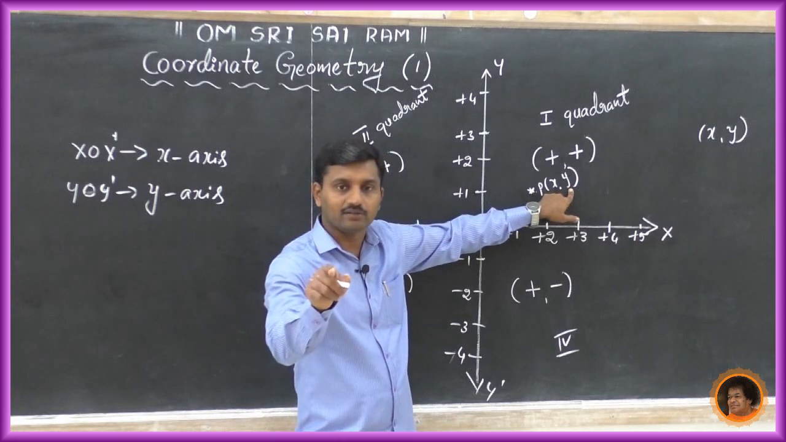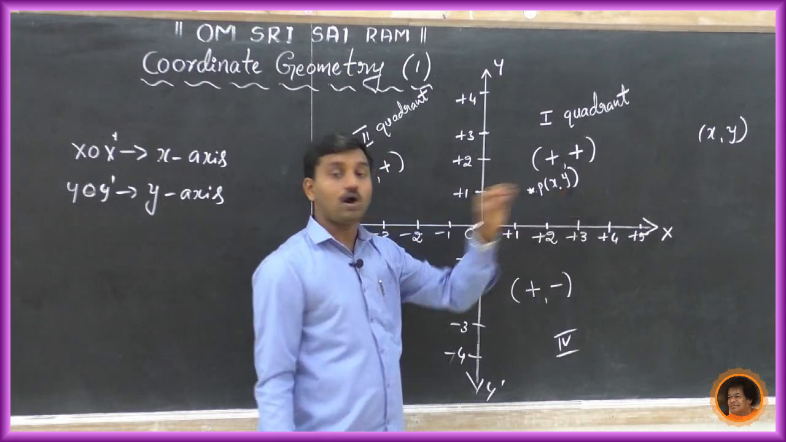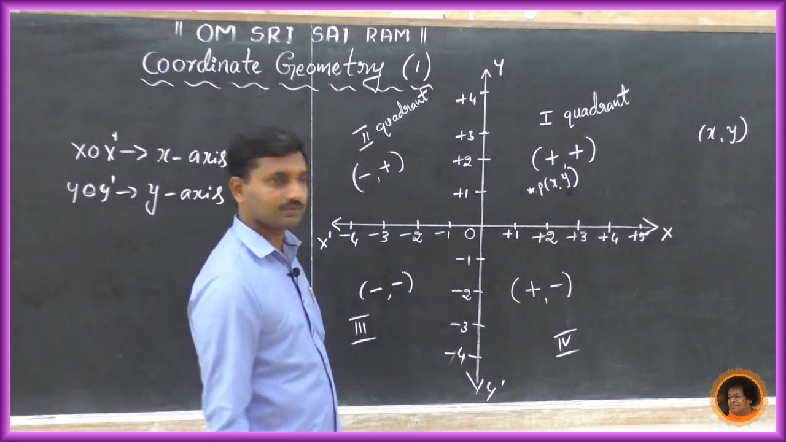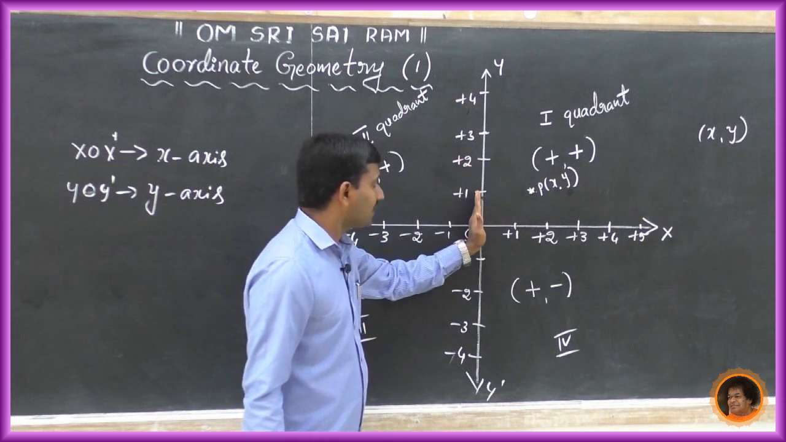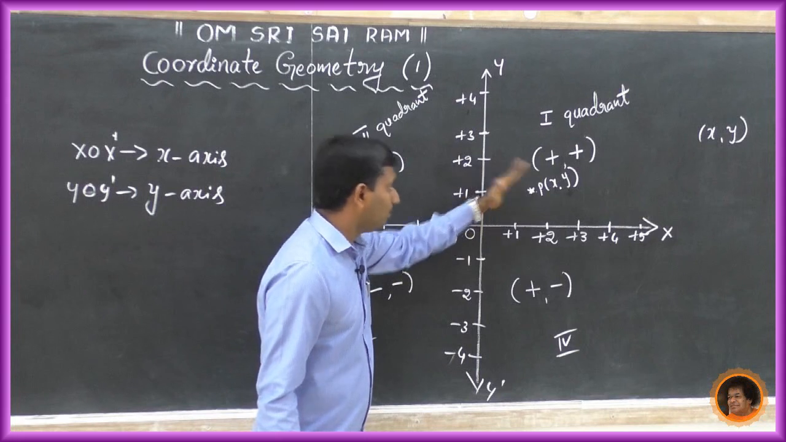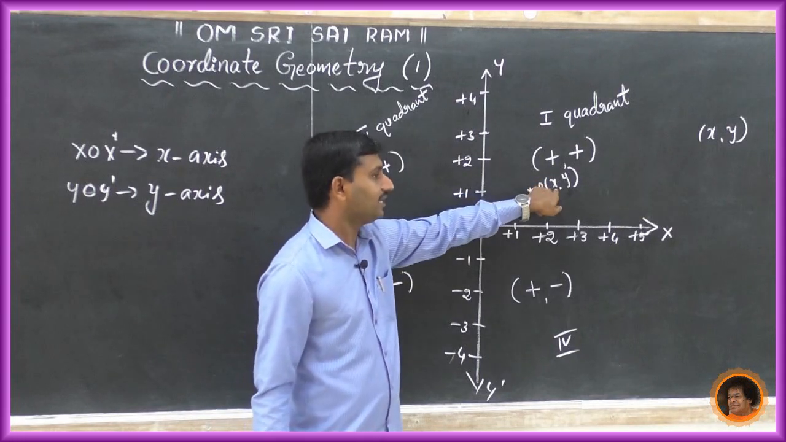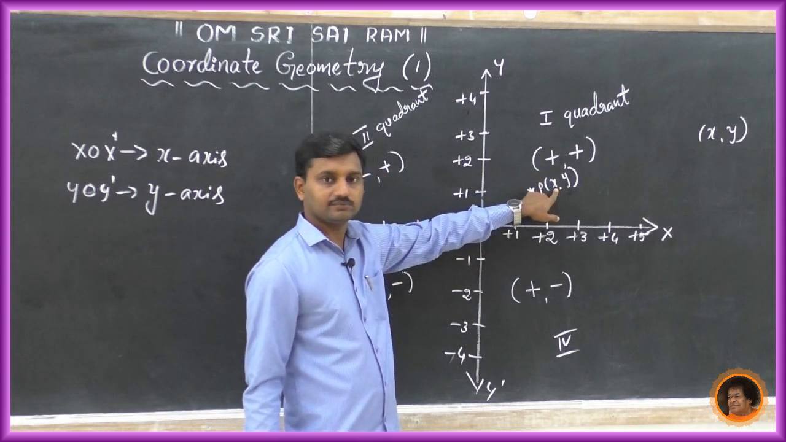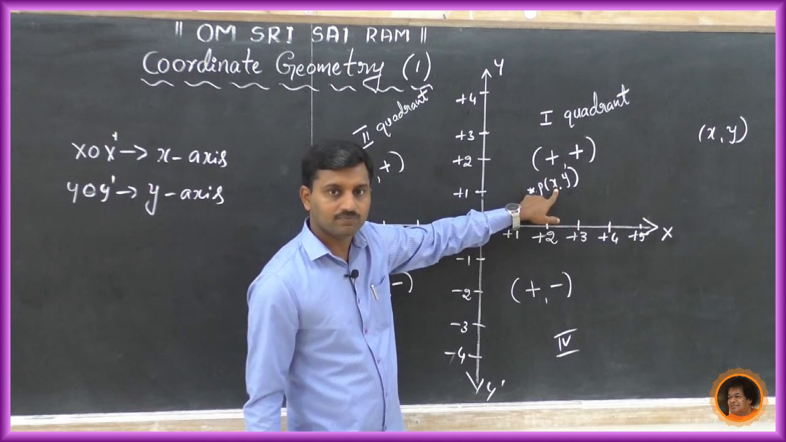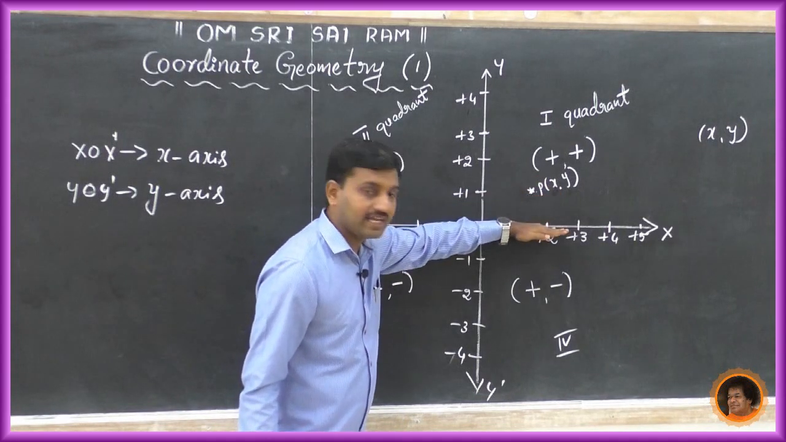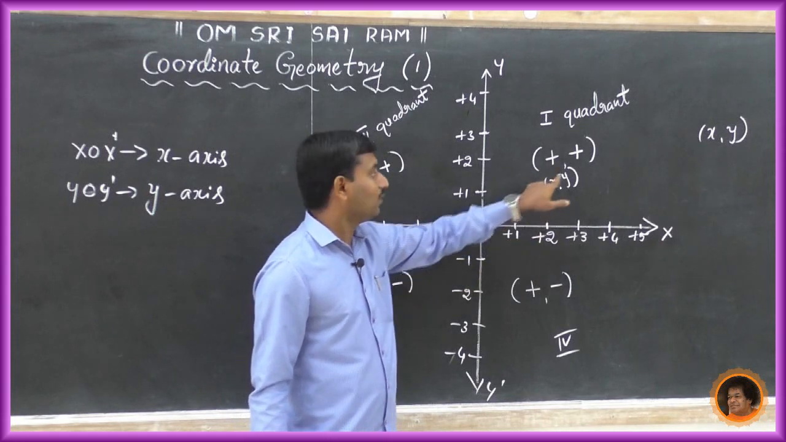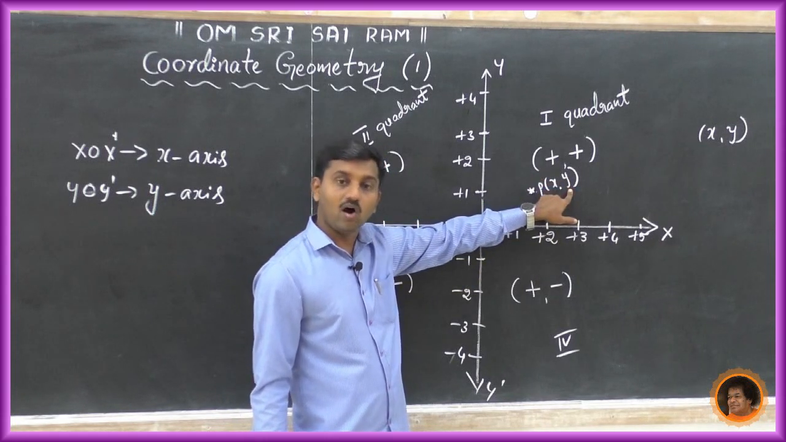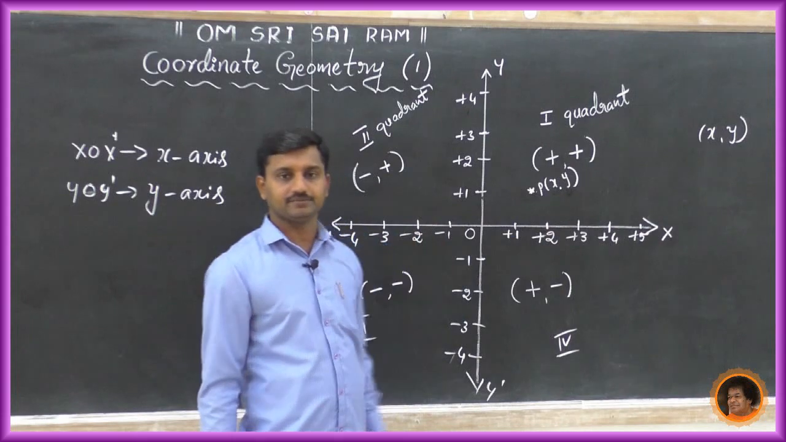Y coordinate, or it is also known as ordinate. Once again I will repeat, the perpendicular distance from the y-axis is known as x coordinate or abscissa. The perpendicular distance from the x-axis is known as y coordinate or ordinate.